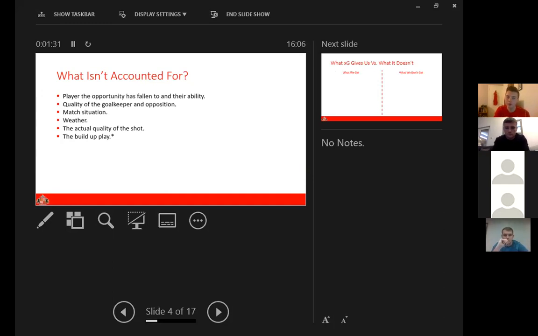It doesn't take into account the quality of the goalkeeper and the opposition, it doesn't take into account the match situation, so obviously the score might have an impact on how likely you are to score, the weather, so again wind might affect it, and the quality of the shot, so whether it's on target, whether it's off target, whether it's top corner, whether it's straight at the goalkeeper, the expected goals would still be the same.